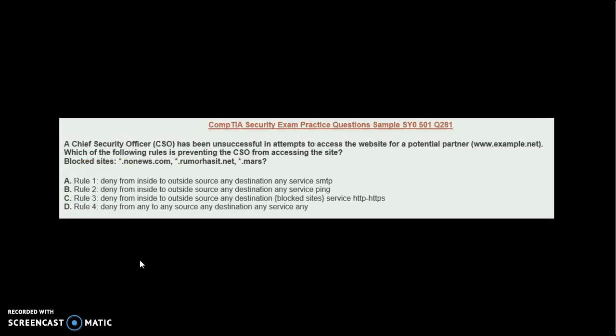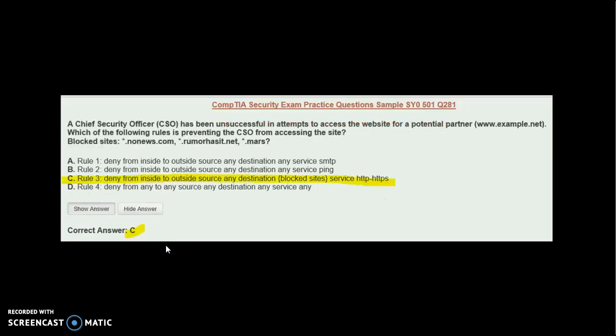The Chief Security Officer has been unsuccessful in attempts to access the website for a potential partner. Which of the following rules is preventing the CSO from accessing this site? That is C. Rule 3, deny from the inside to the outside, source any, destination any, block site service, HTTP, HTTPS.